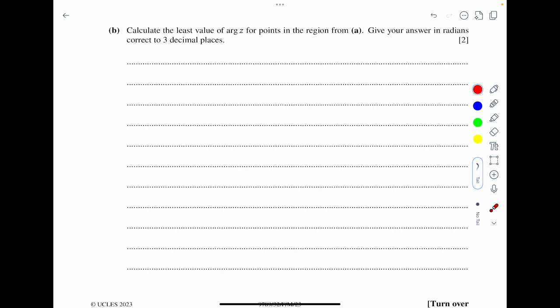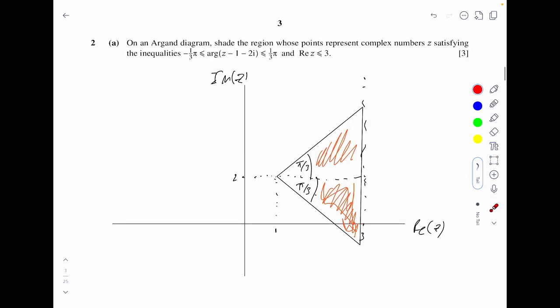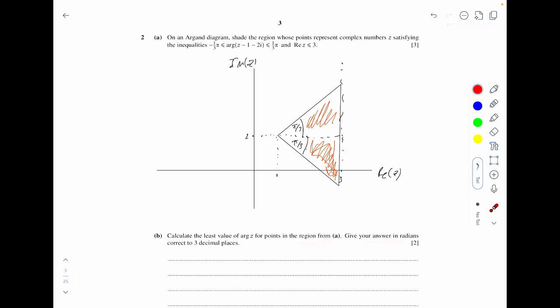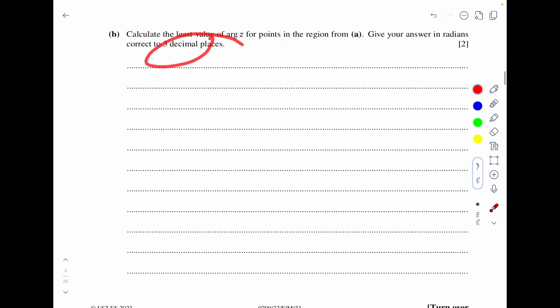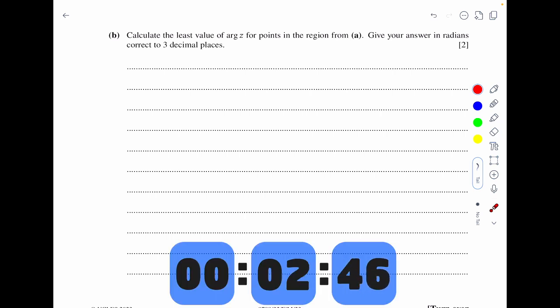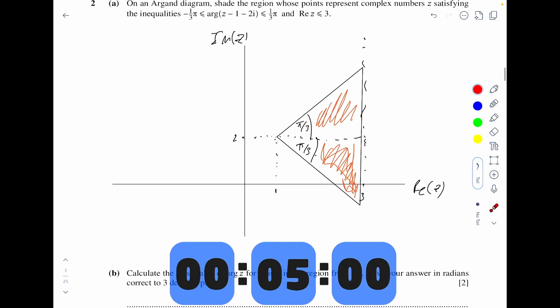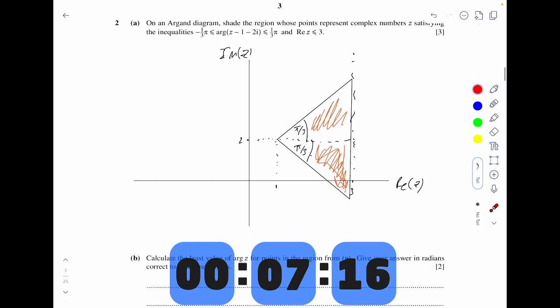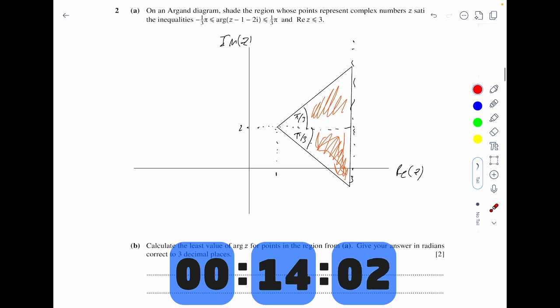Right guys, now it wants us to calculate the least value of arg z for points in the region from A. Okay, so up here. Give your answer in radians to 3 decimal places. Okay, so 2 marks, 2 minutes, let's crack on. Right, so least value of arg z. What can we see here? Well, it spans in here, so it's definitely going to be negative pi over 3. Okay, we know that.